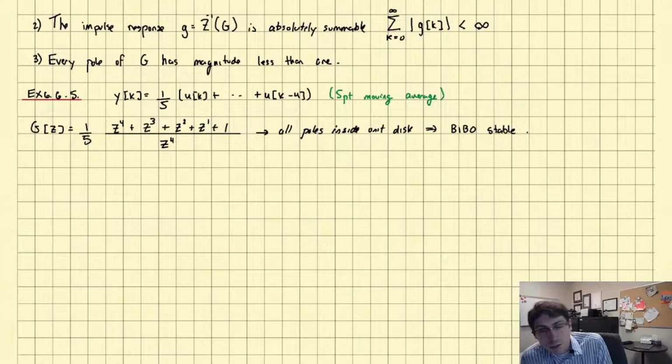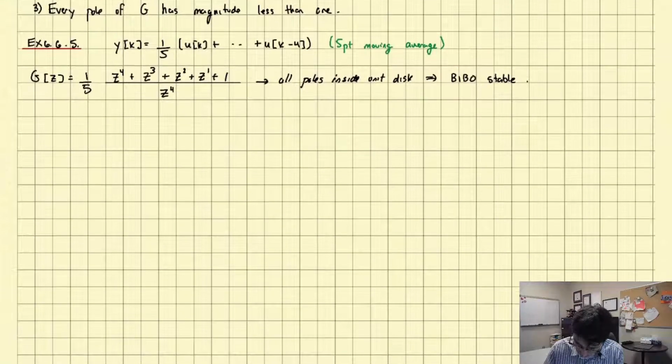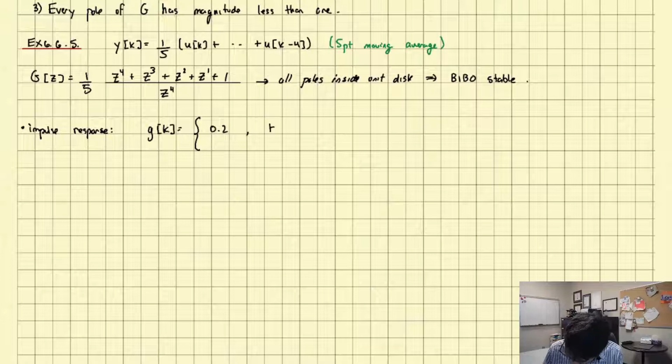Right? And it makes good intuitive sense, right? If I'm taking the average of a bounded signal, how could my average become unbounded? Of course, it couldn't. And that's checking the poles. We could also check the impulse response. Let me write it down and then we'll talk about it.